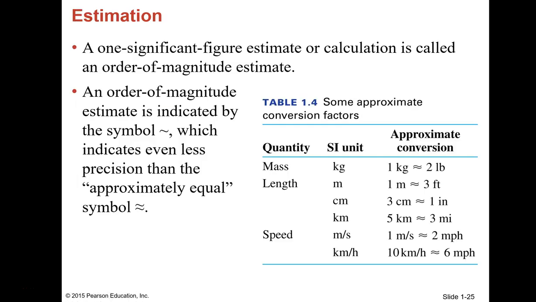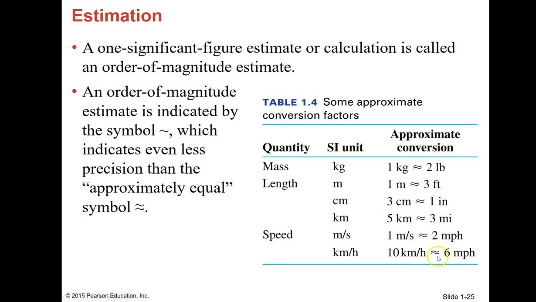All right, so then there is some estimation that we're going to do here. It'd be a good idea to have this kind of in your head when we talk about approximate relationships. So like a kilogram is about 2 pounds. There's about 3 feet in a meter. Okay, 5 kilometers is about 3 miles, 3.1 miles. A meter per second is about 2 miles per hour.